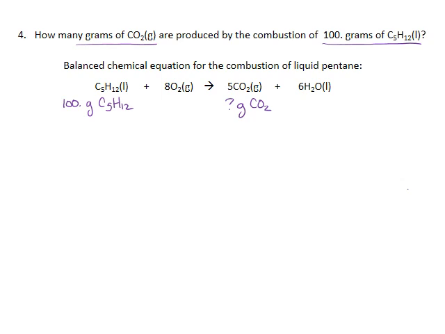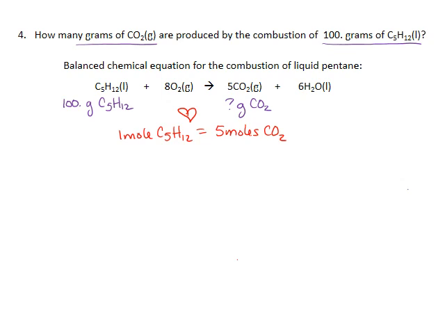We need a connection between pentane and carbon dioxide. That connection is provided by the coefficients in the balanced chemical equation. 1 mole of pentane will produce 5 moles of carbon dioxide. And remember, this is the heart of our stoichiometry problem, the mole-to-mole conversion.